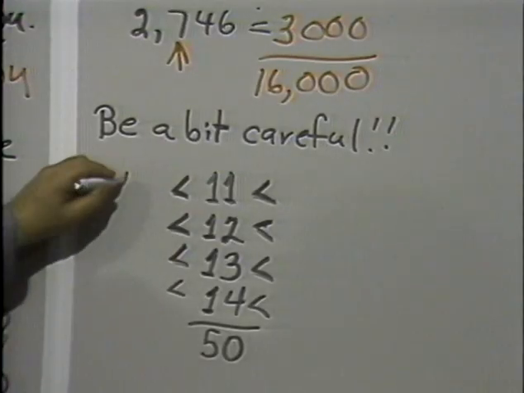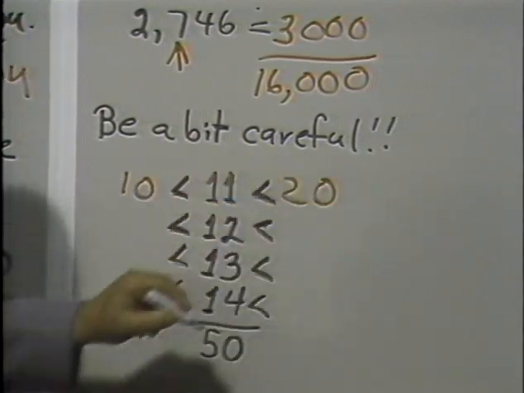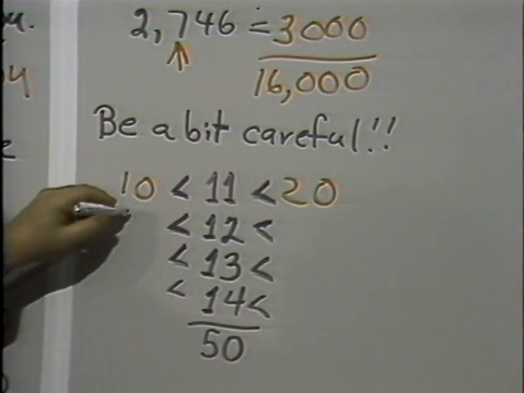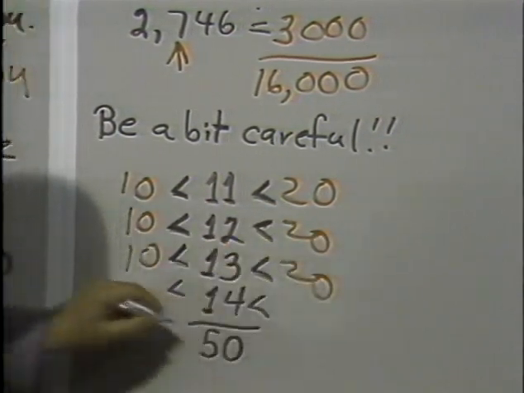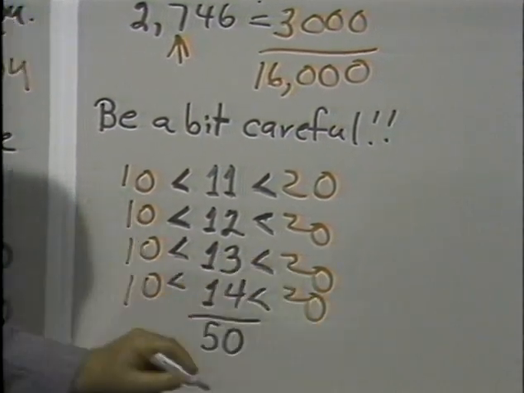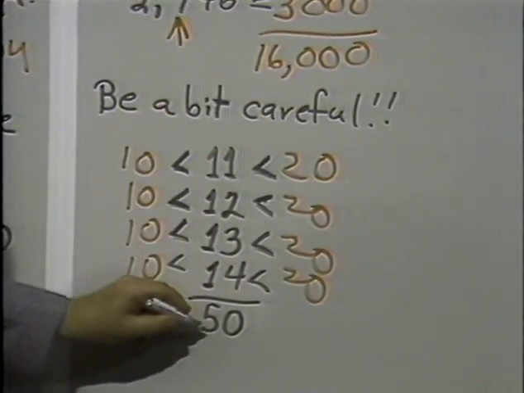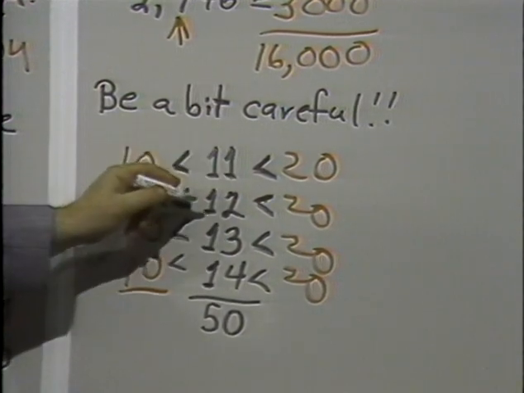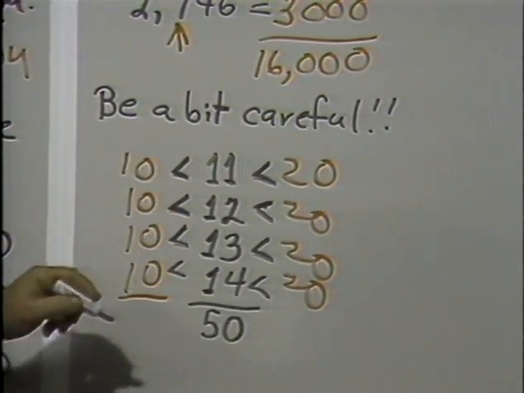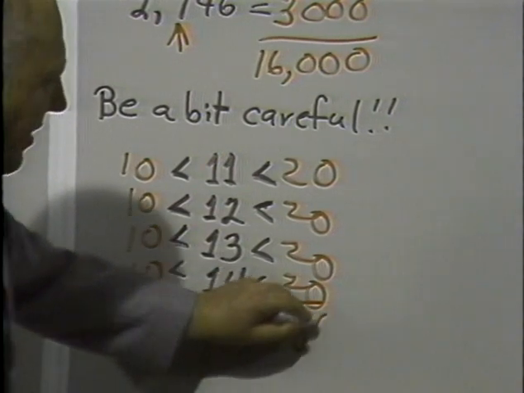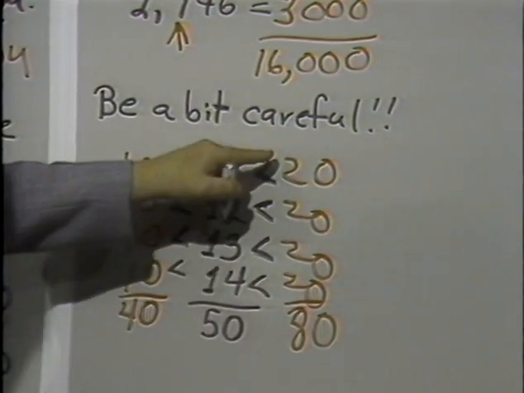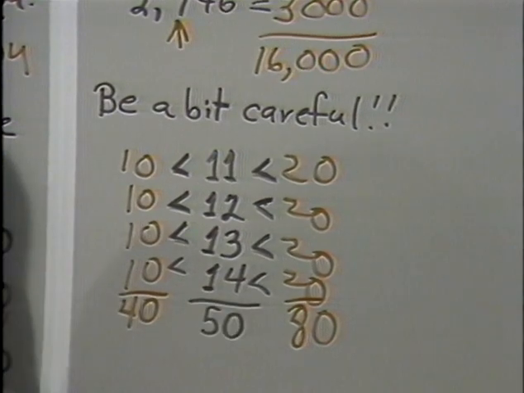Look at 11. When you're counting by tens, 11 is between 10 and 20. 12 is also between 10 and 20. 13 is between 10 and 20. 14 is between 10 and 20. So altogether, whatever this sum is, which happens to be 50, 11 plus 12 plus 13 plus 14, which is 50, without even adding, we know the answer has to be between 4 10s and 4 20s, between 40 and 80.